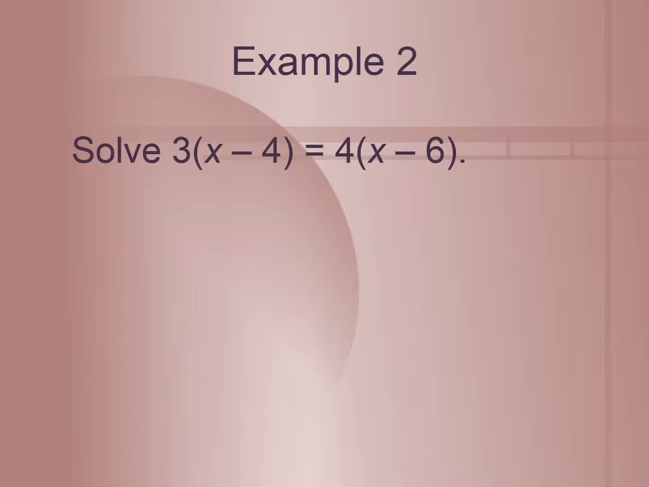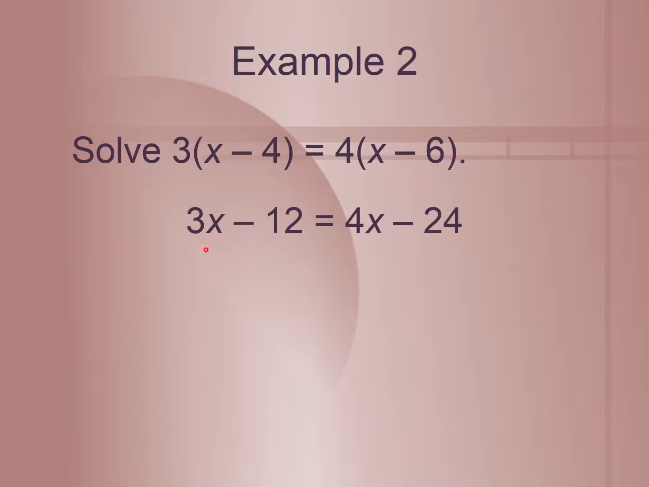This one we have 3 parentheses x minus 4 equals 4 parentheses x minus 6. So the first thing we have to do is distribute. When we distribute the 3, we get 3x minus 12 for the left-hand side, because 3 times x is 3x, and 3 times negative 4 is negative 12. When we distribute the 4 on the right-hand side, we get 4x minus 24, because 4 times negative 6 is negative 24.